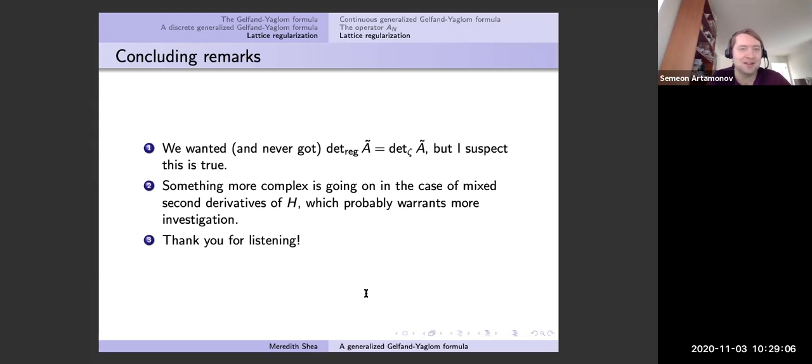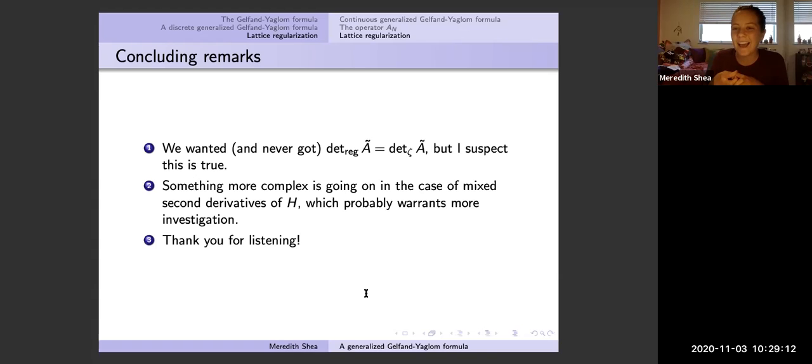Yeah, but lattice regularization seems to be more fundamental, right? Yeah, it seems to be the more natural thing to do.